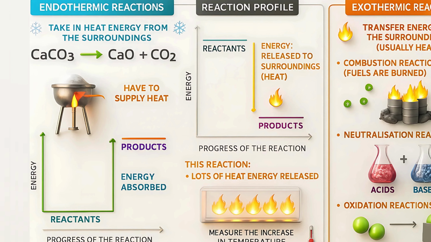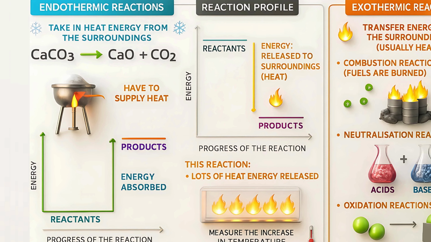If we were to draw a reaction profile for an endothermic reaction, it would look quite different. Again, the reactants are on the left and the products on the right. But this time, the products are higher up on the energy scale because they contain more energy than the reactants. The difference between the two levels shows how much energy has been absorbed from the surroundings. Instead of being released, as in the exothermic case, this energy goes into breaking bonds and forming new ones, which is why endothermic reactions usually feel cold or require continuous heating.